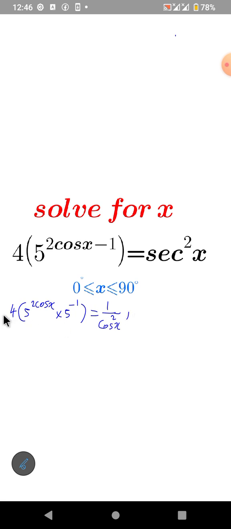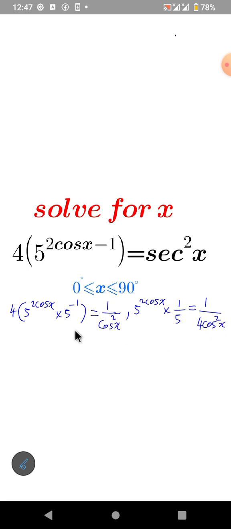My next step now will be to divide both sides by 4. So after dividing both sides by 4, I got 5 raised to the power of 2 cos x times 5 raised to the power of minus 1, which is the same thing as 1 all over 5, equal to 1 all over, since we divide both sides by 4, here will be 4 cos square x.